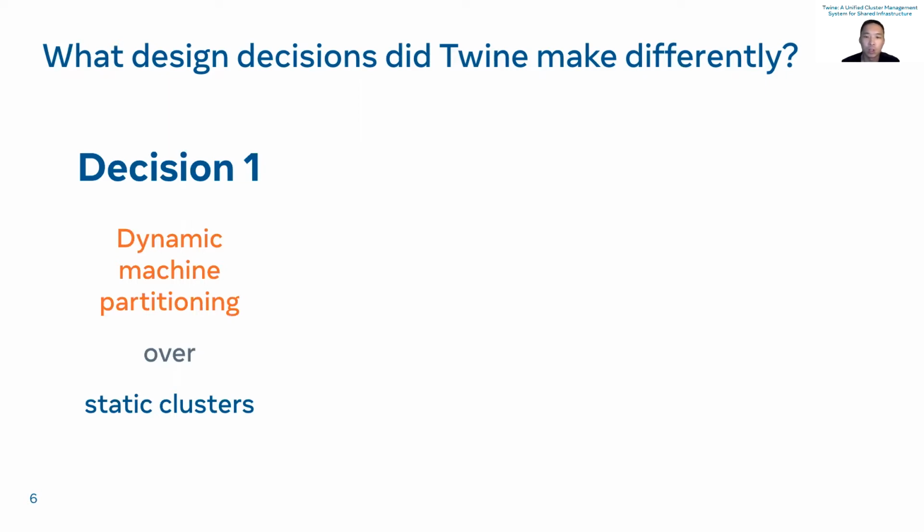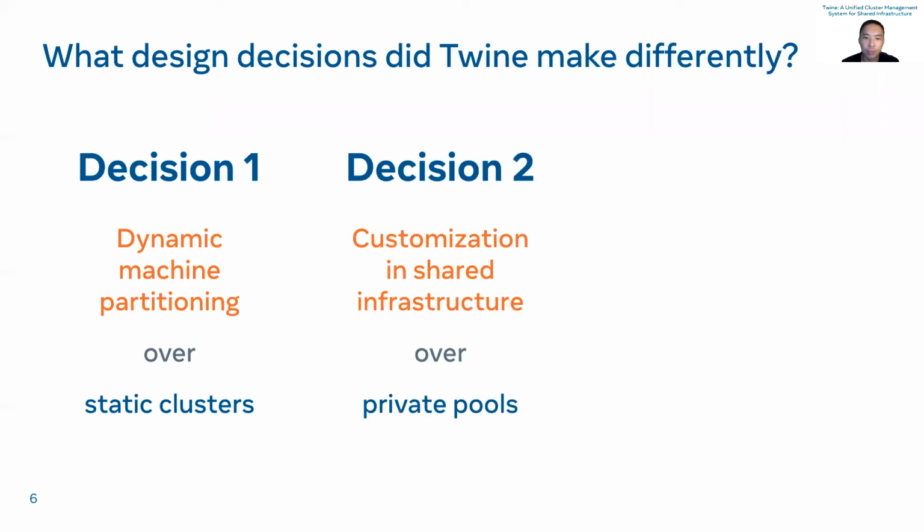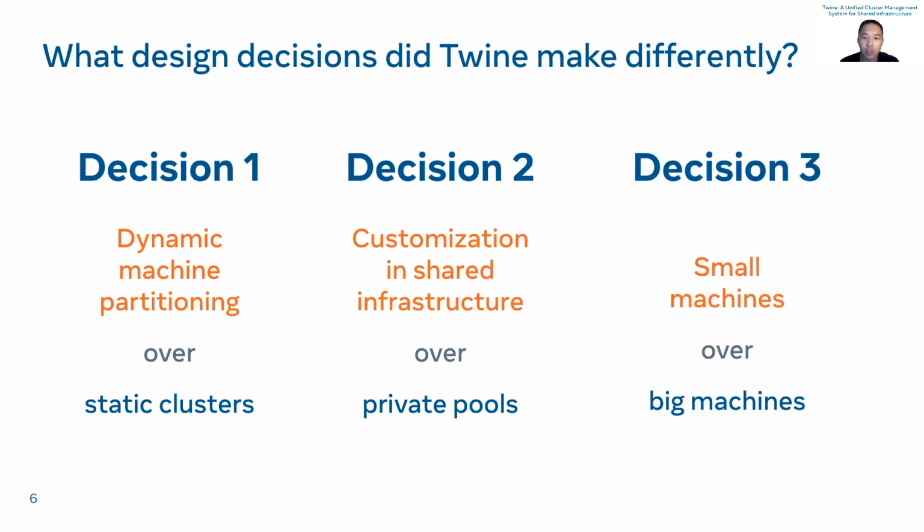The second decision is that we support customization in shared infrastructure, where shared infrastructure is a common pool of resources that can run any workload. This is in contrast to private pools, which are siloed pools of machines dedicated to individual workloads. Our goal is ubiquitous shared infrastructure. We want to consolidate as many of our workloads as we can onto shared infrastructure to improve efficiency. Lastly, we use small machines instead of big machines to achieve better power efficiency globally.